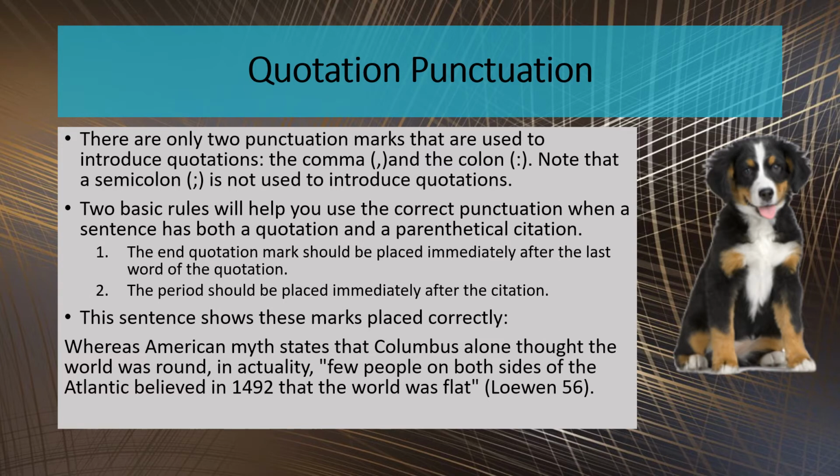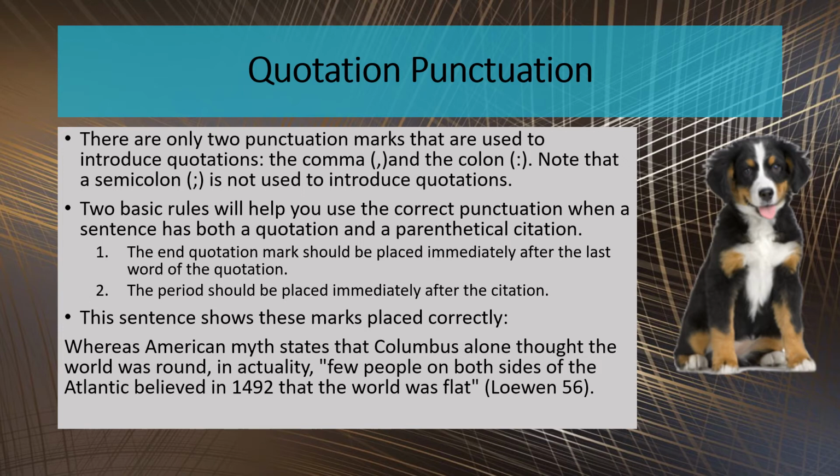Quotation punctuation. There are only 2 punctuation marks that are used to introduce quotations: the comma and the colon. Note that the semicolon is not used to introduce quotations. 2 basic rules will help you use the correct punctuation when a sentence is both a quotation and a parenthetical citation. The end quotation mark should be placed immediately after the last word of the quotation, and the period should be placed immediately after the citation.